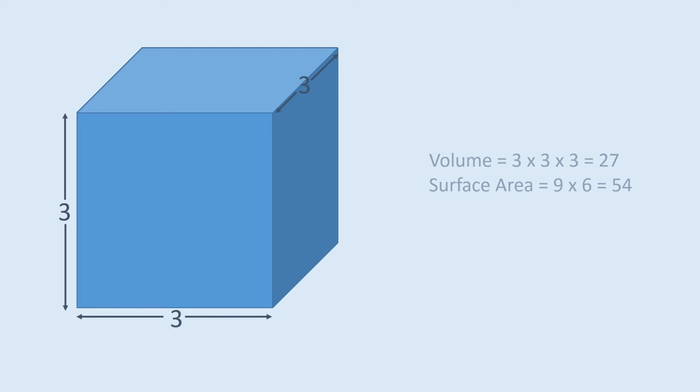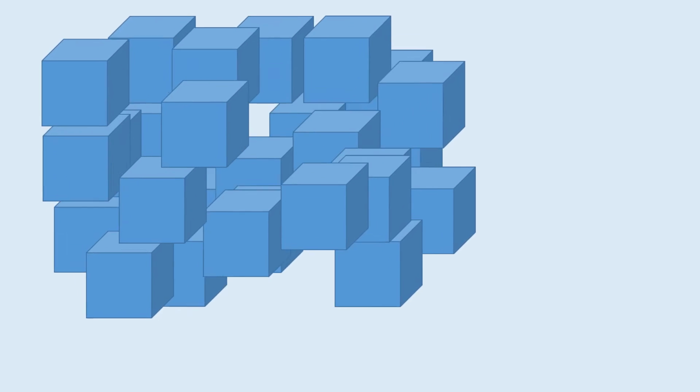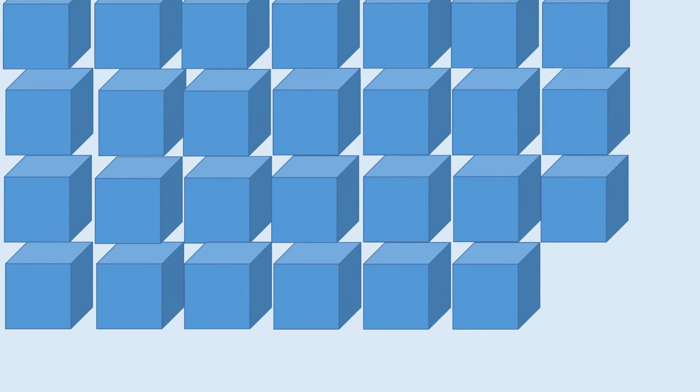But what would happen if we cut the cube up into multiple smaller cubes? We now have 27 cubes. Again, we can work out the volume. We'll start by working out one of the small cubes. They now have a length of 1. So the volume is 1 multiplied by itself 2 more times, which still gives us 1.